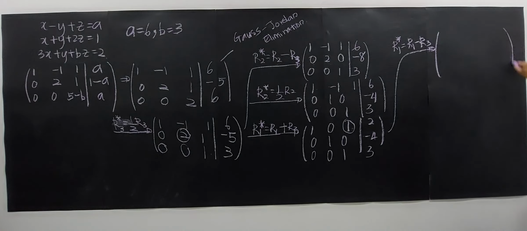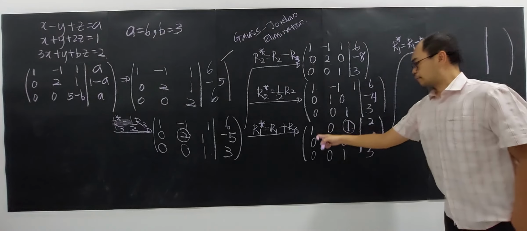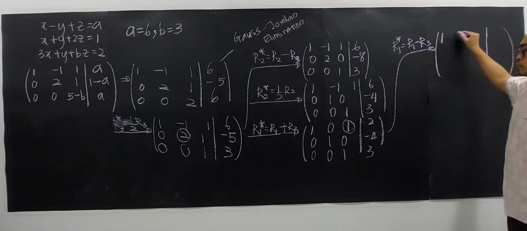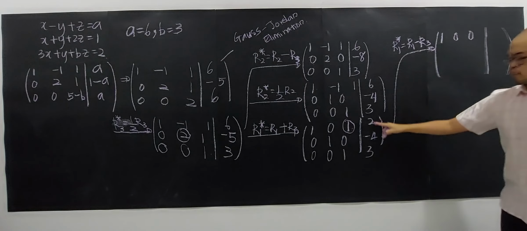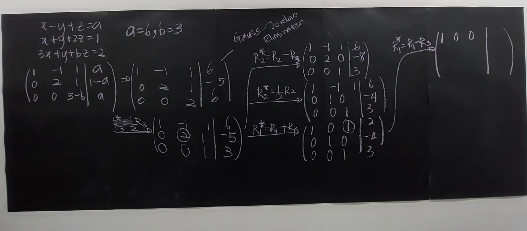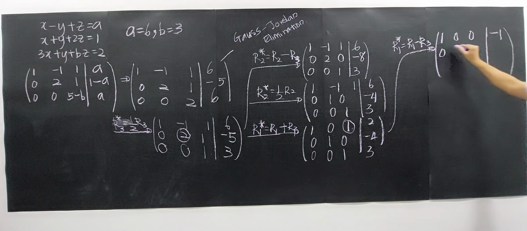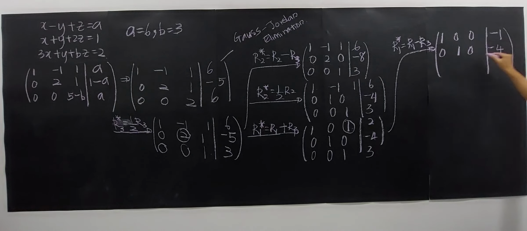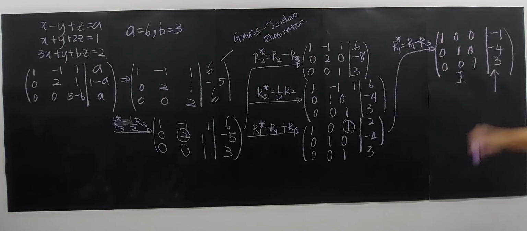Row 1 minus row 3. So this is because we are already experts, so we can decide in this way. So 1 minus 0, 1, 0, 0. 2 minus 3, negative 1. 3 minus 4, negative 1. 0, 1, 0, negative 4, 0, 0, 1, 3. Now this has become an identity matrix, and definitely this will become your solution for x, y, z here.